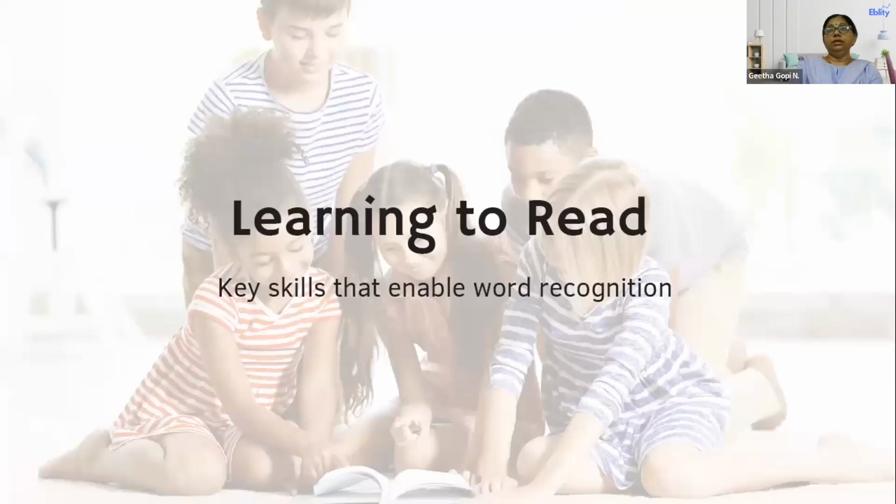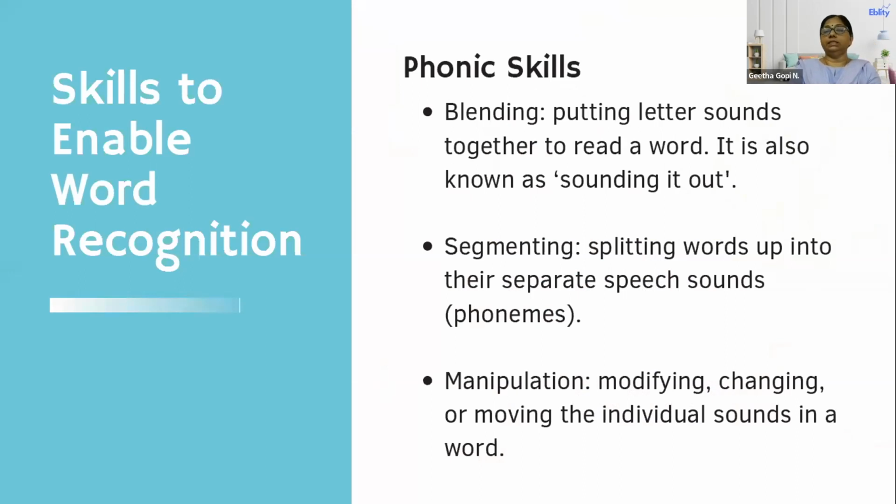So when we are teaching learning to read, especially in the early part of schooling years, the primary years in particular, we are teaching children how to read, how to do word decoding, how to do word recognition, and so on. Some of the key skills required for enabling word recognition: one is phonics skills. Phonics is basically letter-sound association. And in phonic skills, blending. Blending means putting together letter sounds or letter combinations to read or decode a word, which we popularly call sounding out the word. So basically you use the letter sounds, put them together and sound out or read the word.